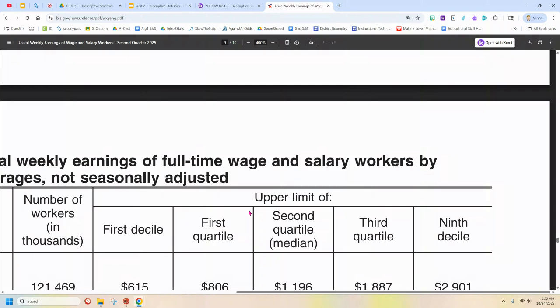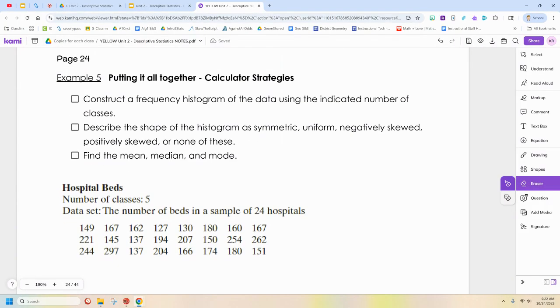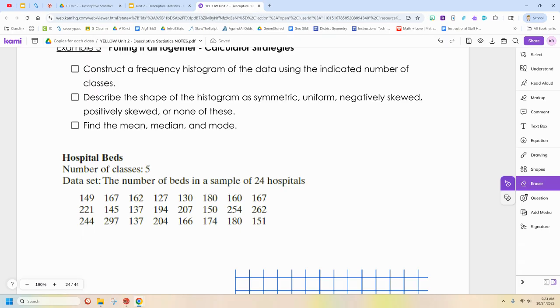So we had to go to page 24 and we were going to do this whole thing beginning to end. We're going to use all calculator strategies, okay? So we are going to get our frequency histogram from our calculator. This is good for you, right? We do have to do, I think, one thing by hand to get it started, but then we're going to go ahead and describe the shape of our data.